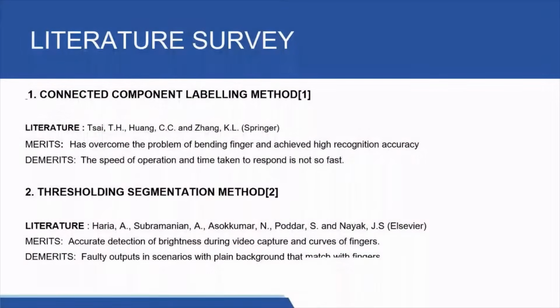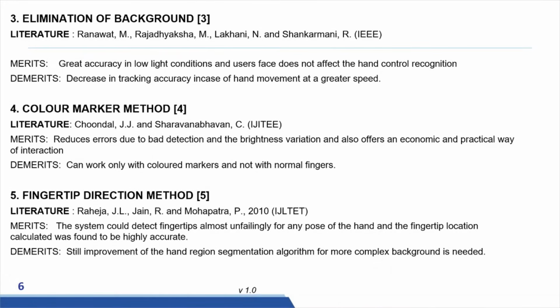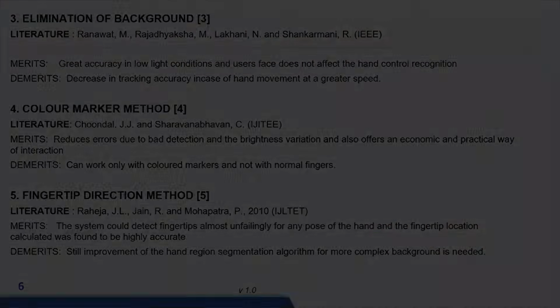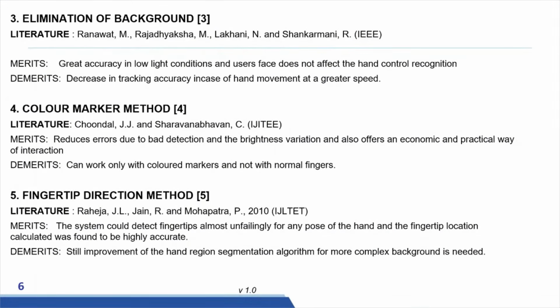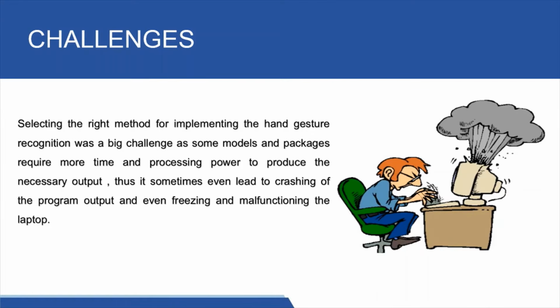Next one is going to be the literature survey. So this is straight up to you. I've just bolded the heading, and I'm having 3 points for each literature survey. One is the author's name, then the merits and demerits, which is basically the advantages and disadvantages. So this is totally up to you. You can have, I think, 2 slides is perfect. Yeah, 2 slides.